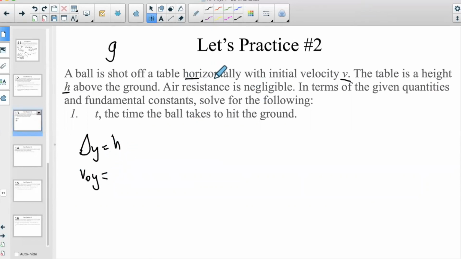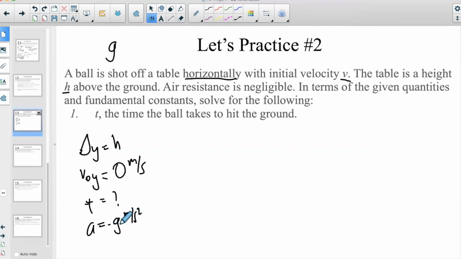We know initial velocity, v naught y. Remember, this is launched horizontally, which means all of this velocity is in the x direction. They leave nothing for y. So v naught y is equal to 0. Trying to solve for t. And we know the acceleration, as always, is equal to g meters per second squared.